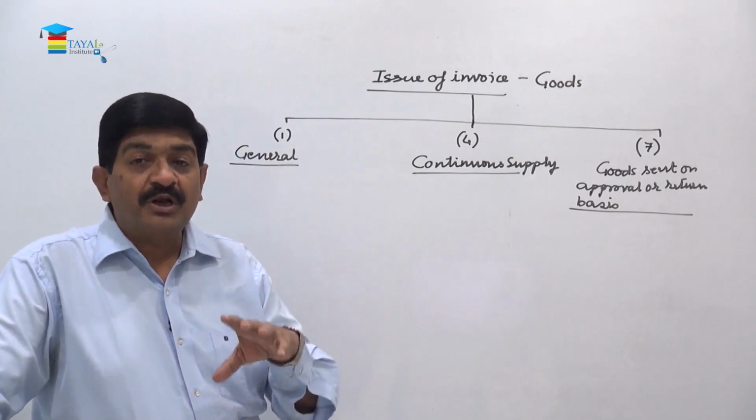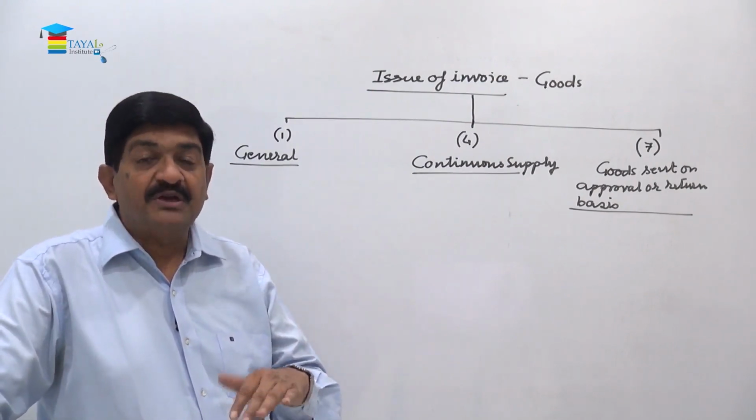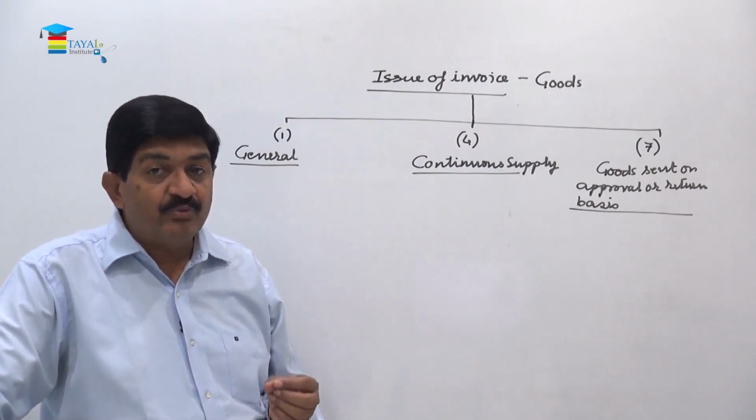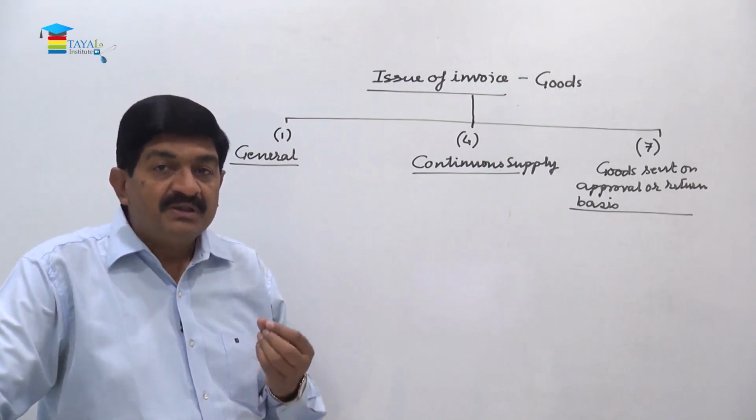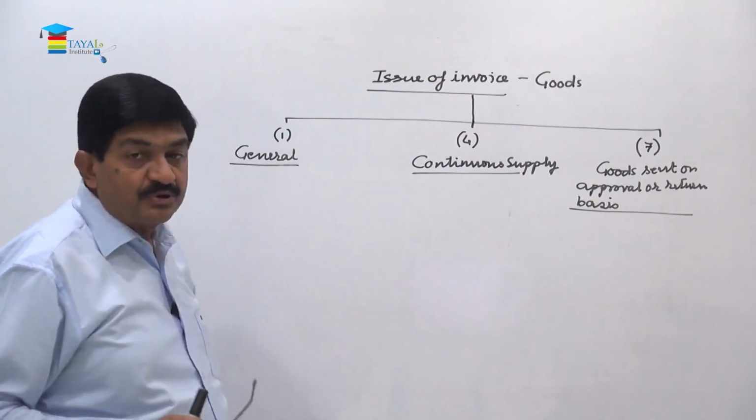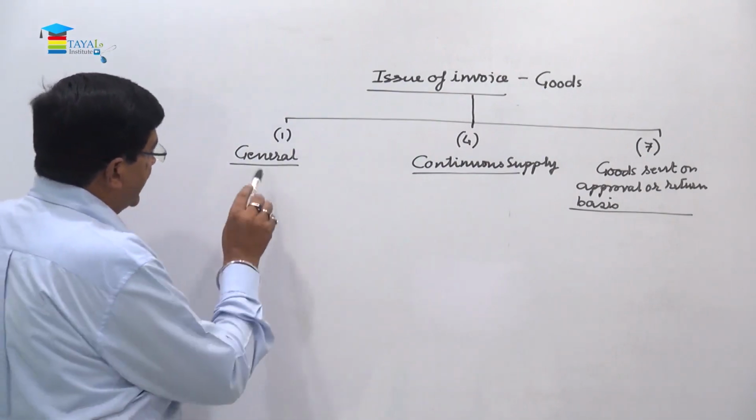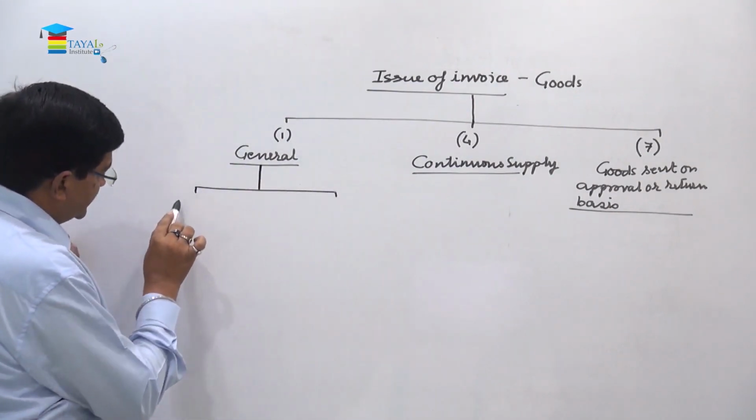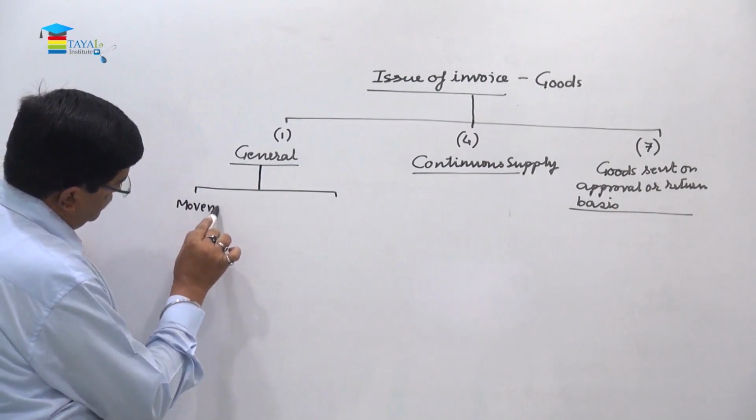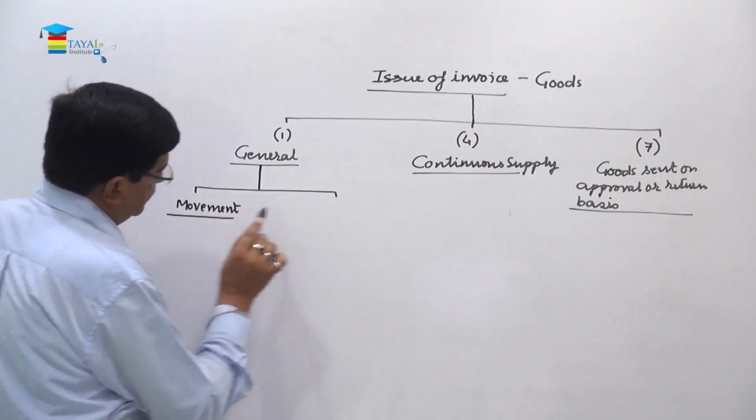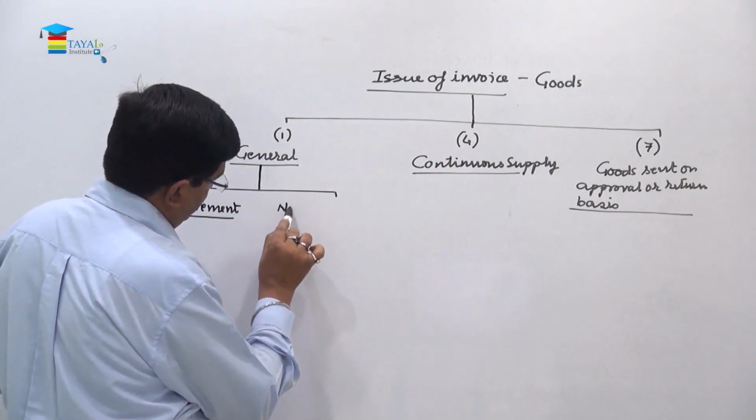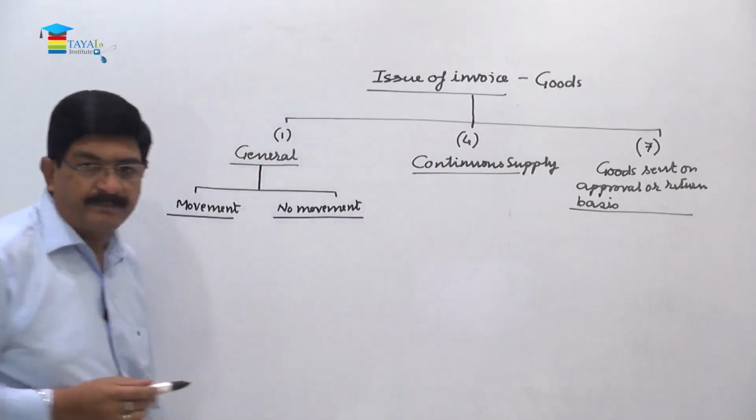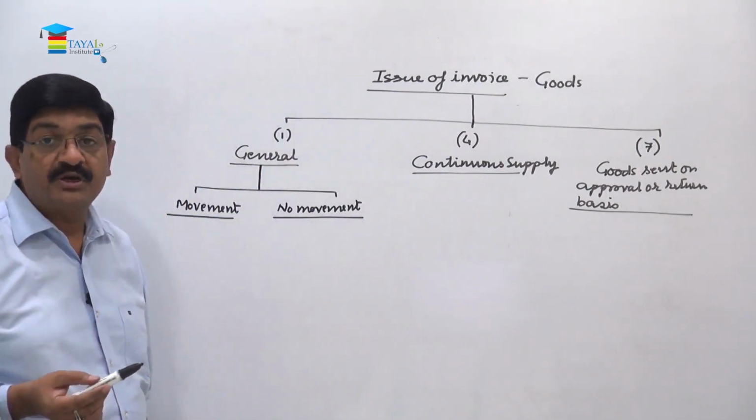Whether movement of goods is involved or not involved. Right? Movement of goods not involved means goods are lying at one particular place, goods continue to be there only, but the title is transferred, supply is made. So whether the movement is involved or not will make the distinction for the purpose of subsection 1. So this again I can divide in 2 parts: movement is there and no movement is there, right? Whether goods are required to be removed or not required to be moved.